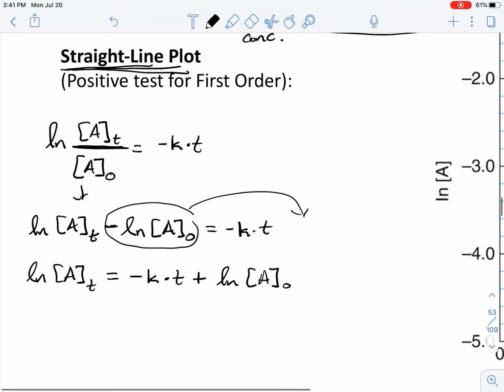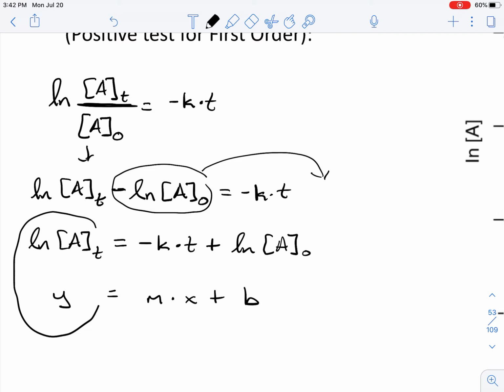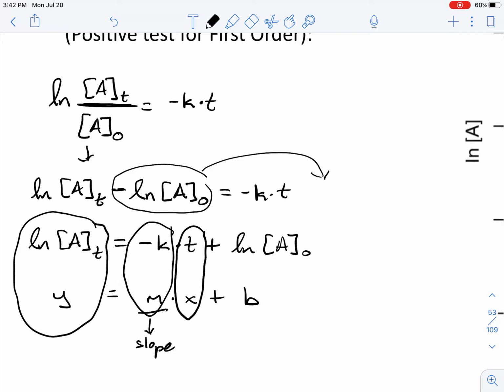And the reason why I keep referring to this equation as a straight line is because if you overlap it with the equation of a line, y equals m times x plus b, this is telling us that if the y-axis represents the natural log of the concentration, and you plot that against t or time, what you're going to get is a straight line such that the slope m equals the rate constant k, and the y-intercept is going to equal the natural log of the initial concentration.